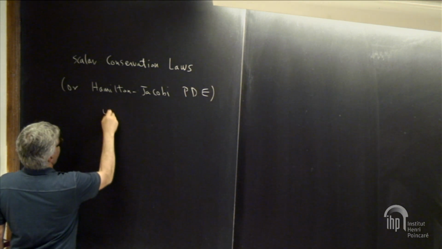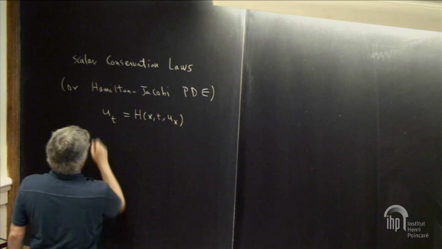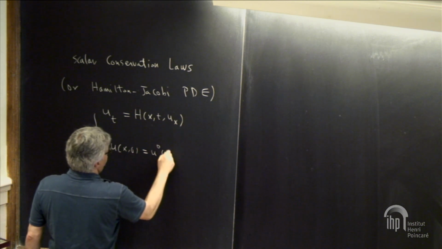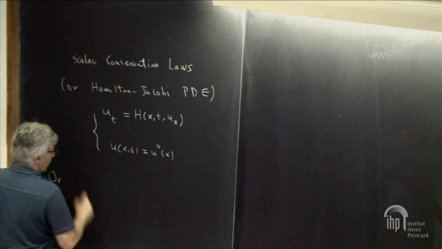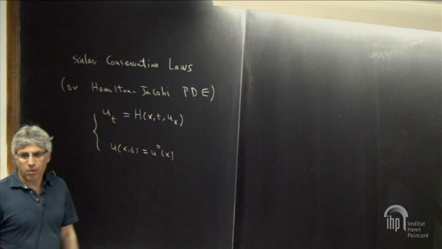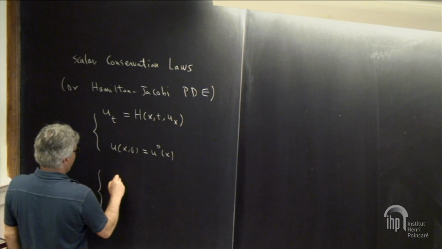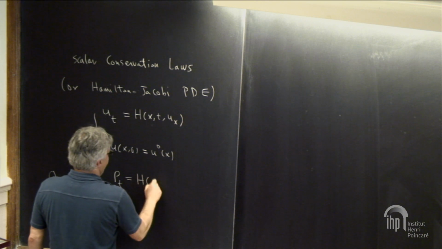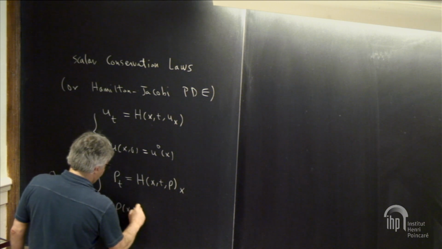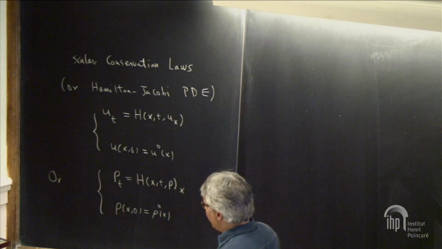So either I look at the PDE u_t equals H(x, t, u_x), subject to some initial condition, u(x, 0) equals u_0(x), or the differentiated version of this, which means you differentiate both sides with respect to x and set u_x equals rho. So the other equation would be rho_t equals H(x, t, rho), the whole thing differentiated with respect to x, with some initial condition. So this is the kind of equation I'm interested in. And the focus would be in dimension 1.